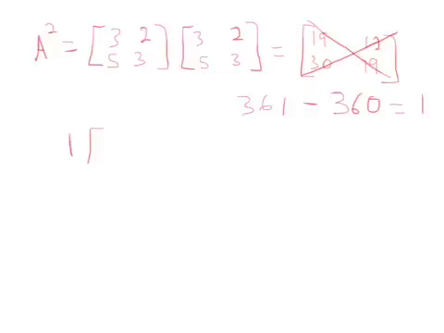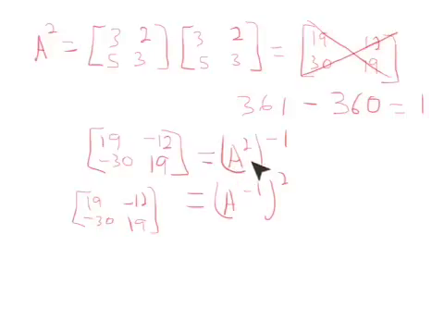So I have 1 times the new matrix, which is found by taking this number and switching it with this number, the 19 and 19. In this case, they're the same, it doesn't make a difference. So I have 19 on the top left, 19 on the bottom right, and then I make the top right and the bottom left negative, so it's a negative 12 and a negative 30. So A squared, and then the inverse of that, will finally equal 19, negative 12, negative 30, and 19.